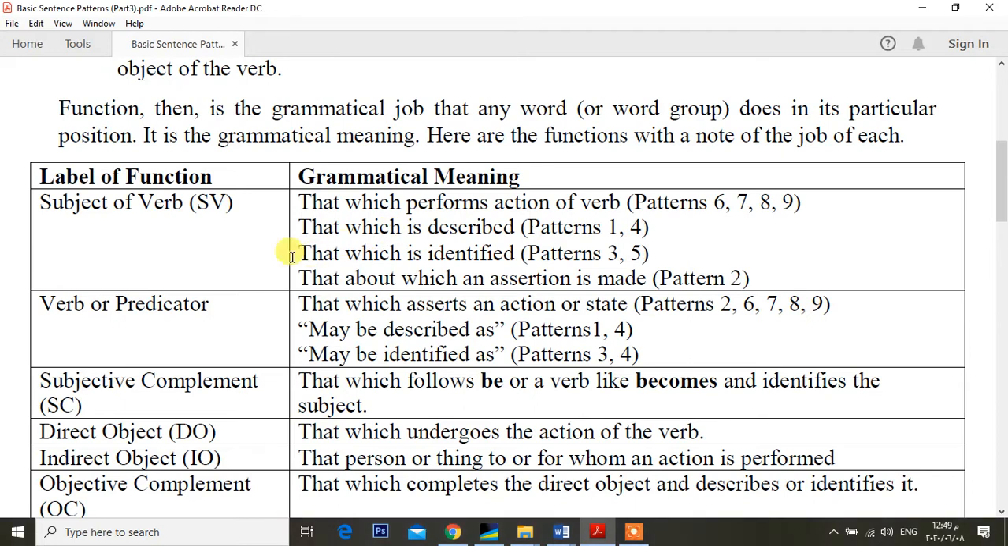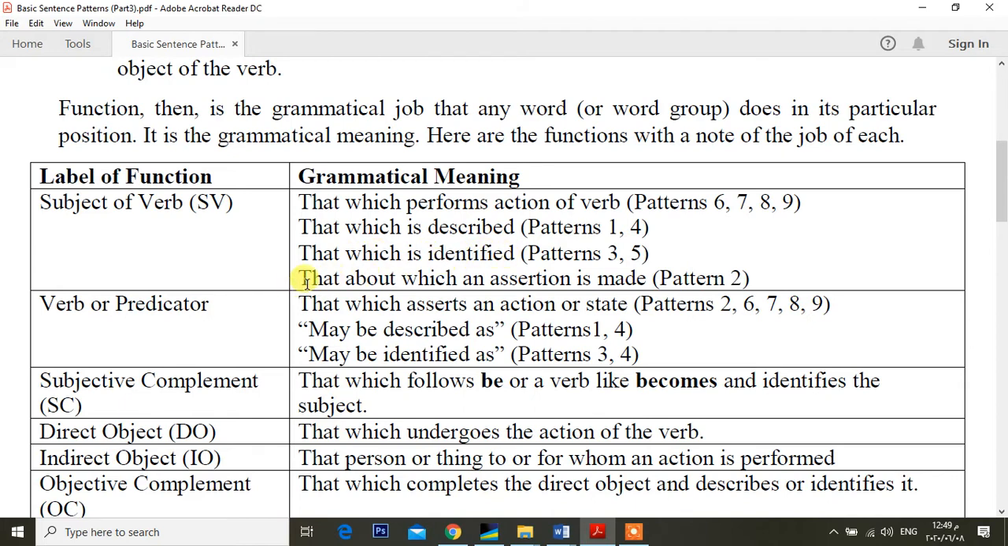The third one, that which is identified. The label of function is subject of the verb, whereas the grammatical meaning, the function of this subject of the verb, is to identify, or that which is identified, in patterns 3 and 4. For example, here Ali is a doctor. Ali here is identified as a doctor. This is pattern 3.